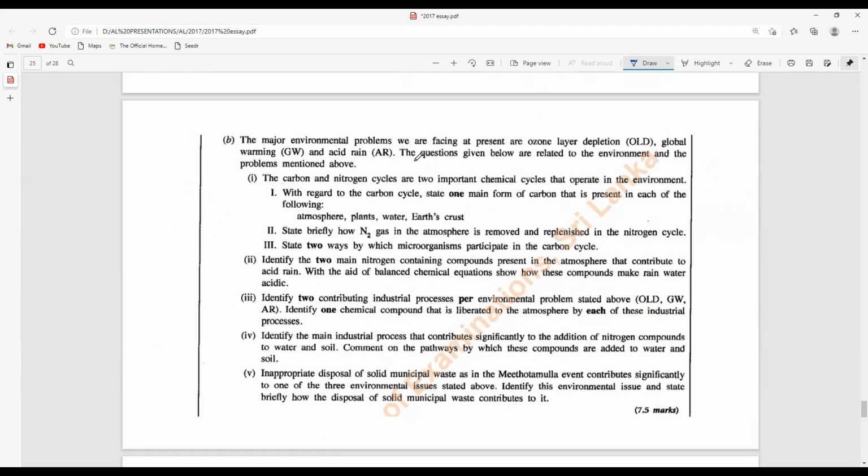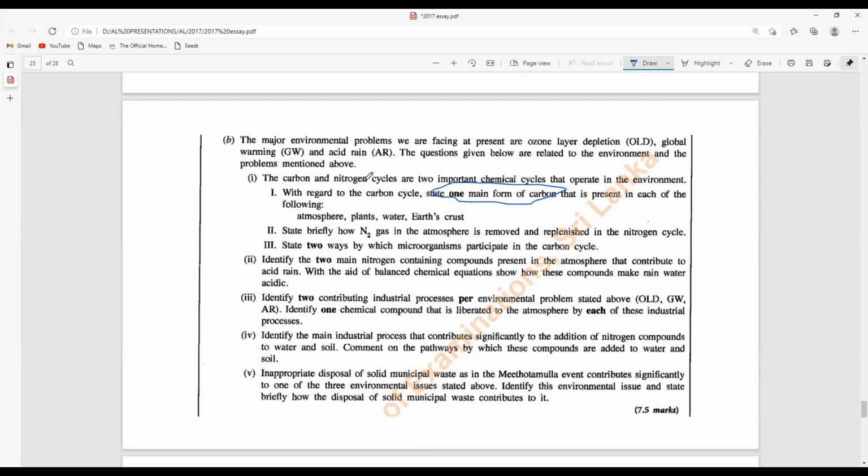The major environmental problems we are facing at present are ozone layer depletion, global warming, acid rain. The questions given below are related to them. Okay, so we will see the problems. Carbon and nitrogen cycles are two important cycles that operate in the environment. With regard to the carbon cycle, state one main form of carbon that is present in each of the following. So we have to find one main form of carbon.